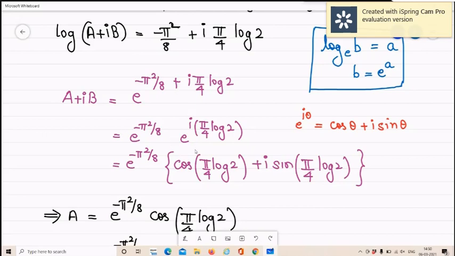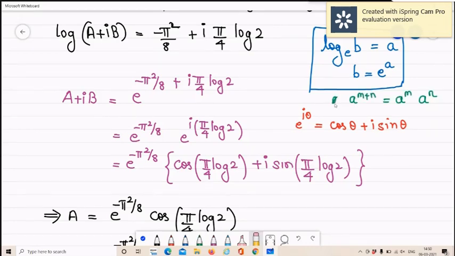Okay. Then what we have done? We have done indices, separating, right? What is the indices we are talking about here? Normal indices. That if I have a raised to m plus n, it is going to be written as a raised to m into a raised to n. So that is what I have written there. So e raised to minus pi square by 8 into e raised to I pi by 4 log 2.